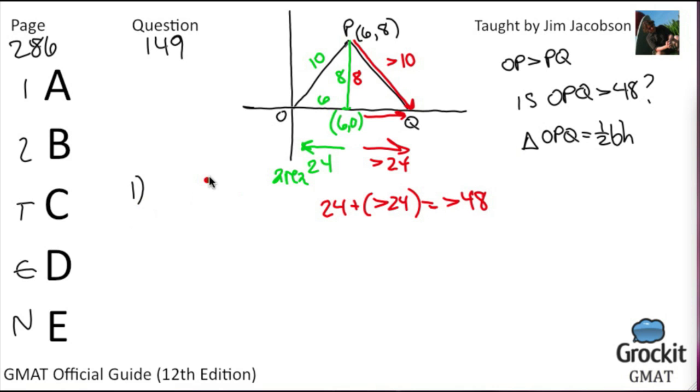So statement 1, by telling us that P is 6 and 8, is sufficient. We can cross off answer choices B, C, and E.